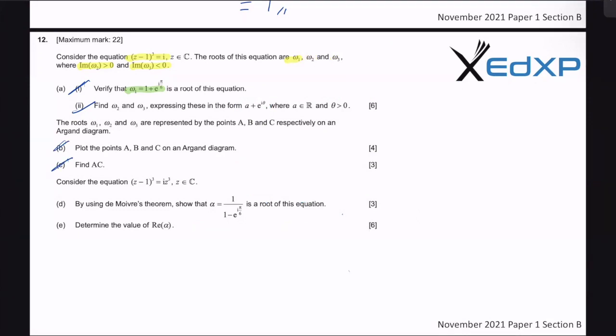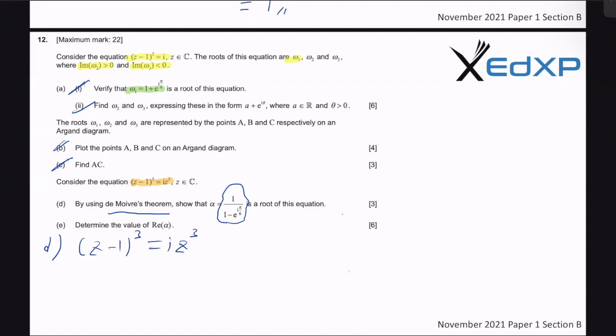Moving on to the last two parts of question 12. We have an equation, z minus 1 cubed equals i z cubed. Okay, and we want to use DMT, De Moivre's theorem, to show that alpha, this guy over here, is a root. Okay, so let's try to manipulate this equation. z minus 1 cubed equals i z cubed.